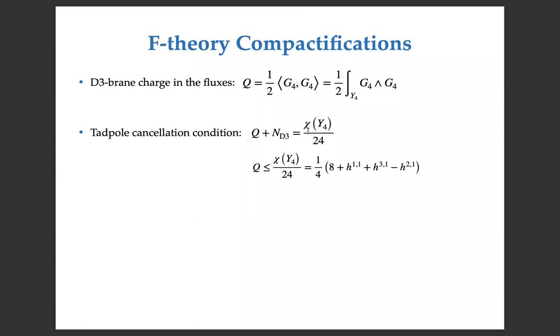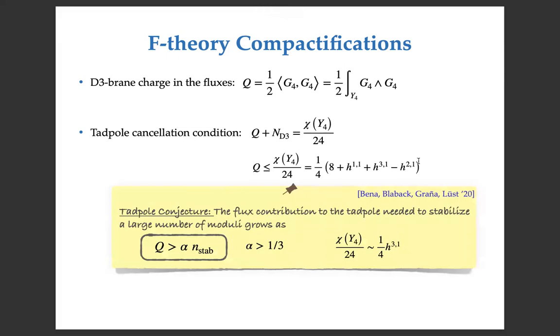Now, this has to be positive. This Q for self-dual vacua is positive. And this is also in the large h^{3,1} limit, which is the one we are interested in. So basically, what we have here is this upper bound for the Q, so that if we want to be able to satisfy the tadpole condition, this Q has to be bounded by the Euler characteristic over 24.